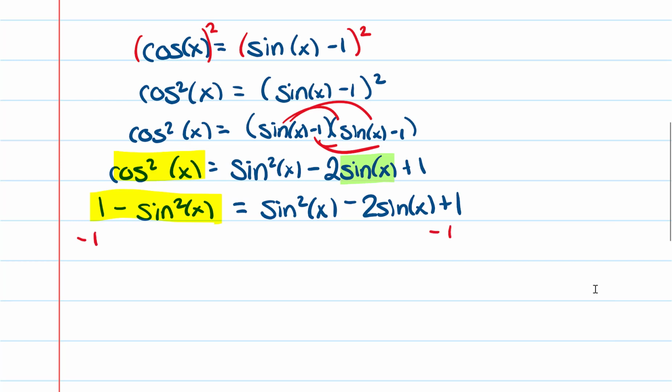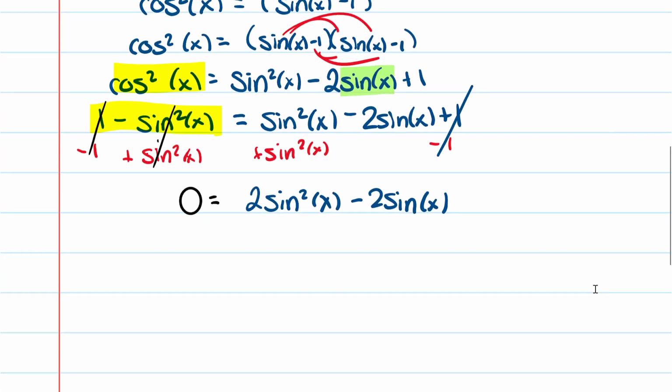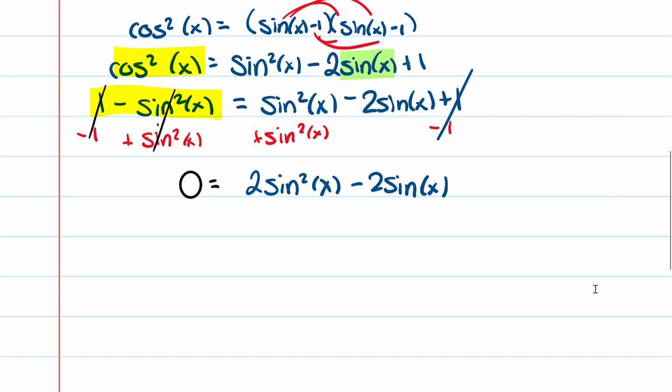Now I need to subtract 1 from both sides and add sine squared to both sides. And all of these terms on the left are going to cancel off, and I get 0 is equal to 2 sine squared of x minus 2 sine of x. These 1's are going to cancel. Both of these terms have a 2 sine of x in common. So I'm going to factor out 2 sine of x. And I'm going to be left with a sine of x minus 1.